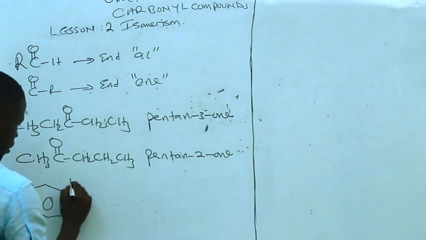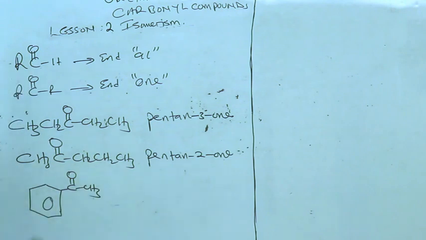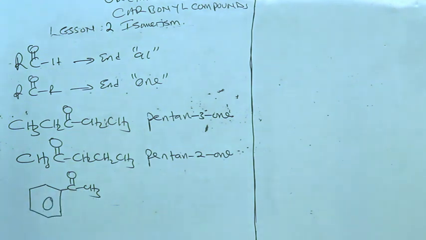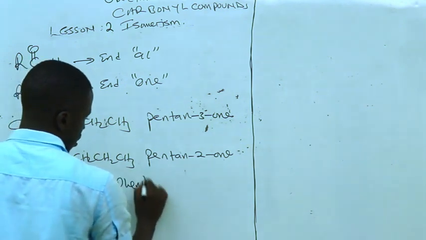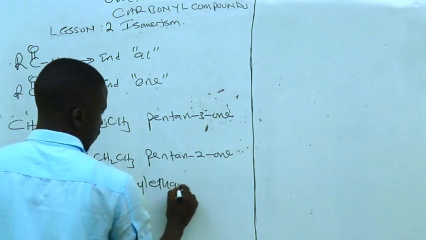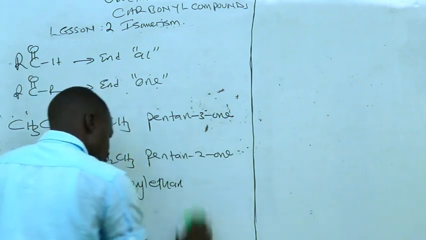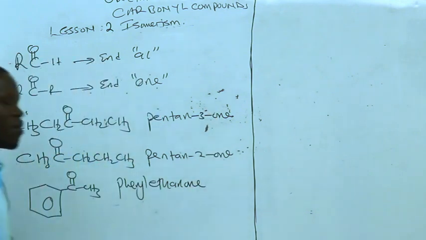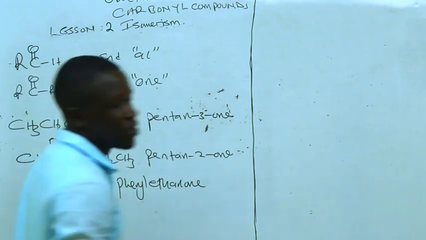But then we could have compounds with a benzene ring, and they are also carbonyl compounds. In that case, we said we shall always name the benzene ring as phenyl. And since there are 2 carbon atoms, the compound will be ethane. So we shall have the phenyl. Instead of saying phenyl ethane, we remove letter E of the alkane and put letters O-N-E. So phenylethanone. That is a carbonyl compound with a benzene ring.